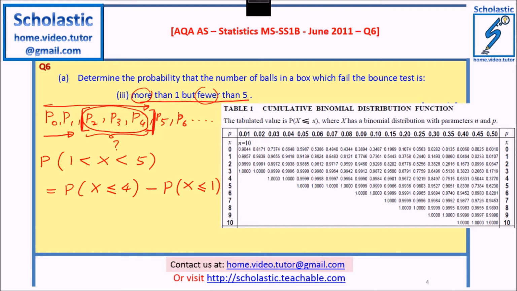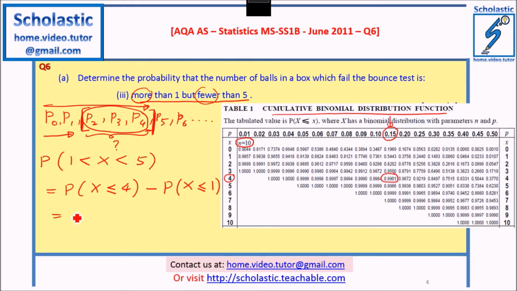Just go to the table again, the n equal to 10 table. Please note that this is the cumulative binomial distribution table, and the probability 0.15 is given. That is the failure probability, and the x equal to 4 condition is in this row, and when it intersects with this 0.15, you get this probability here.